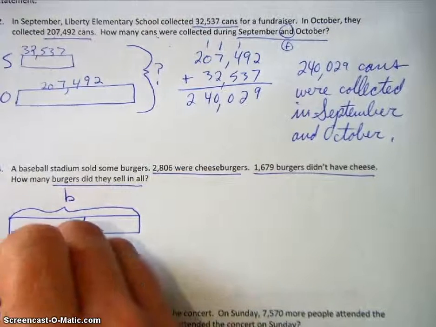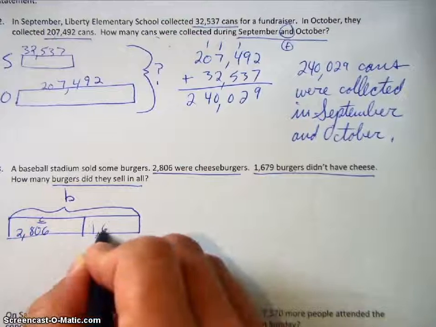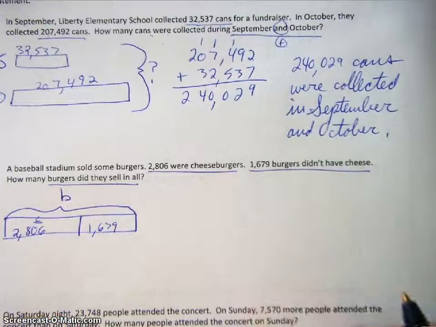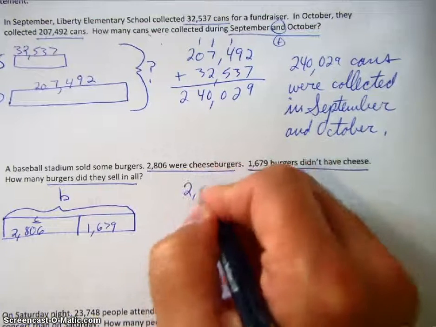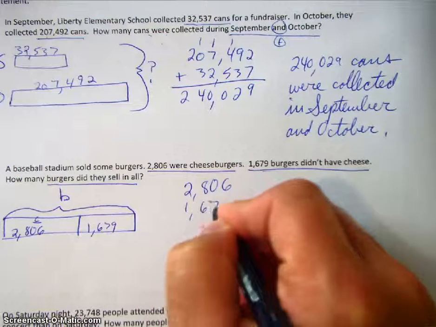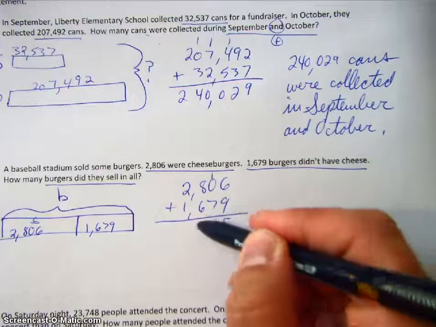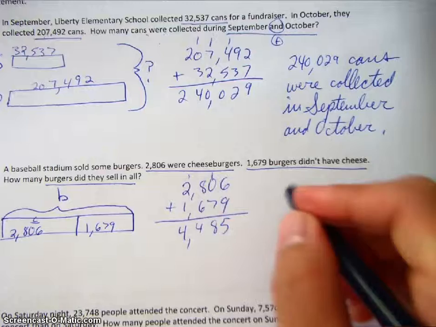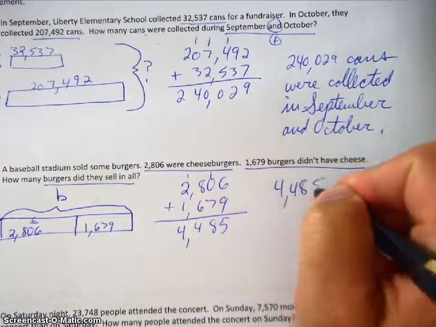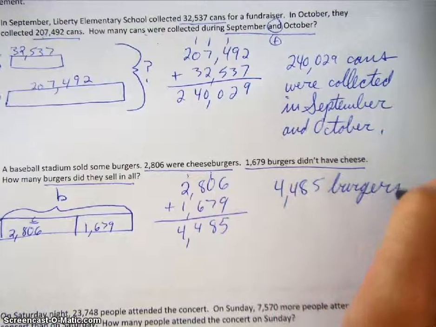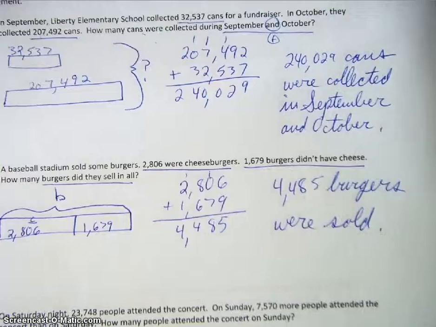Okay, now we know that 2,806 had cheese, 1,679 did not. And so to solve for B, we need to combine those 2 numbers. Okay, and then we can add them up. Okay, and we get 4,485. Okay, burgers were sold.